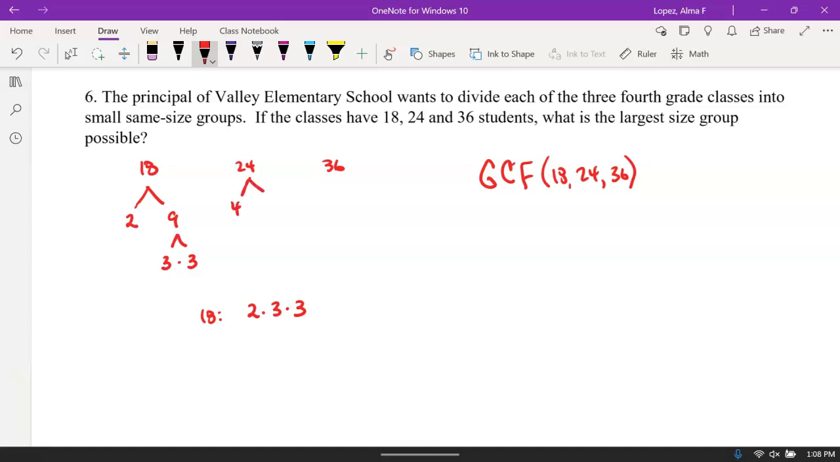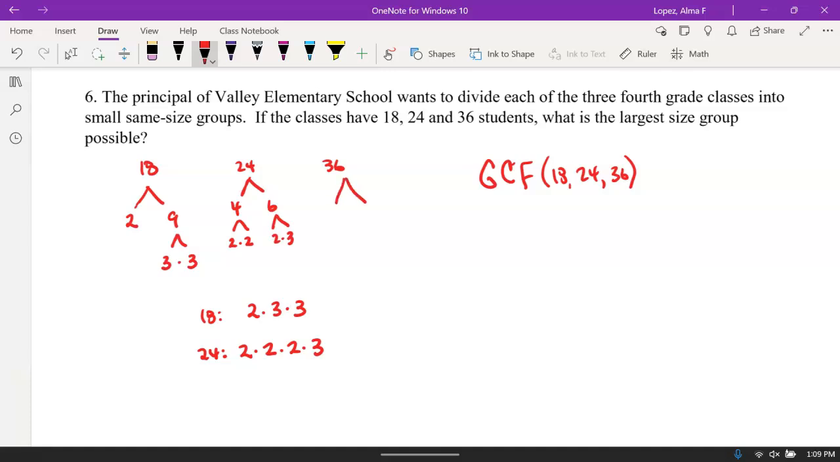24 can be factored into 4 times 6. 4 can be broken down further into 2 times 2, and 6 into 2 times 3. And again, pause the video if you want to work on this ahead of time and see if you can come up with the prime factorization yourself. 2 times 2 times 2 times 3 is the prime factorization of 24.